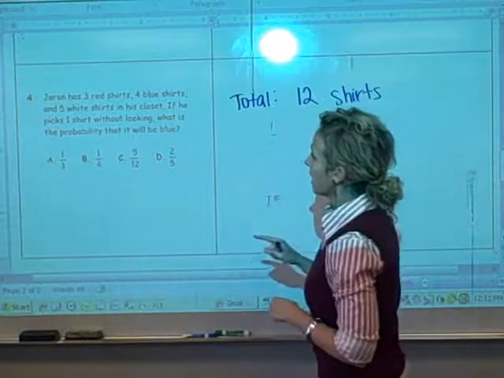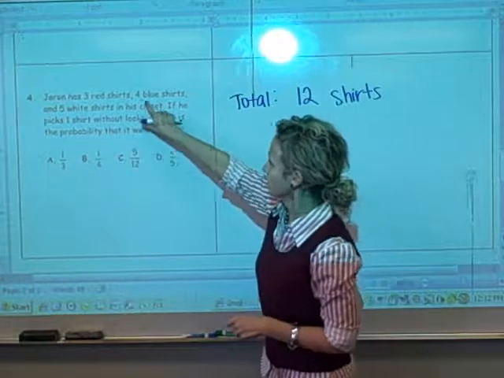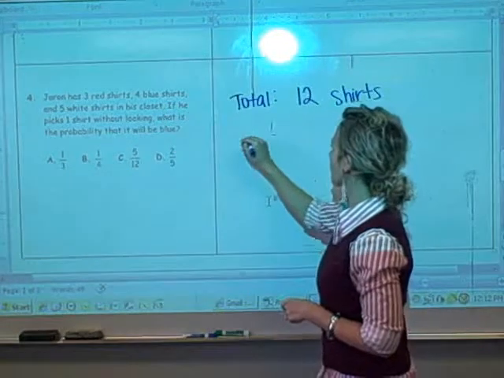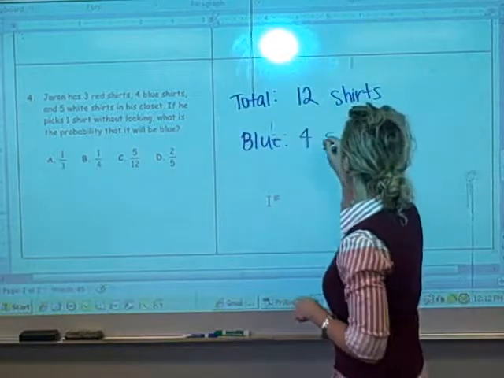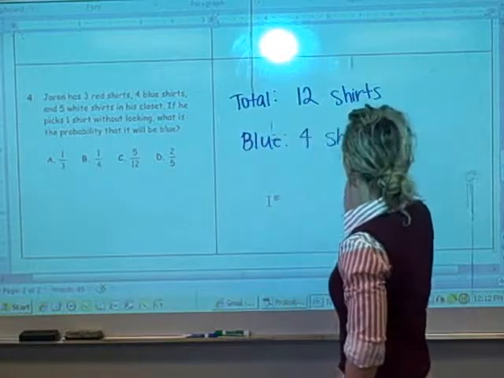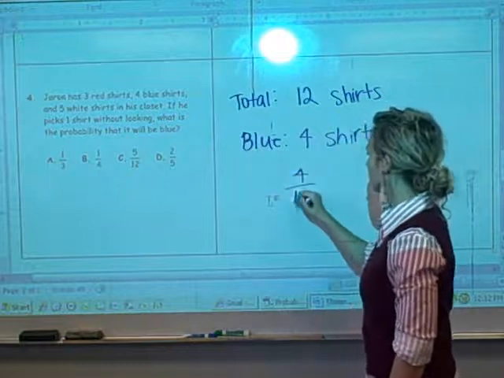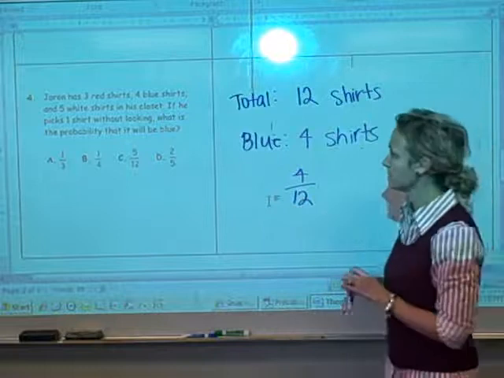He's going to pick one without looking. What is the probability it will be blue? Well, he has 4 blue shirts. So it's going to be the blue. He has 4 shirts that are blue. So that's going to give us 4 out of 12. Remember, we need to simplify this. We can't just leave it like it is.